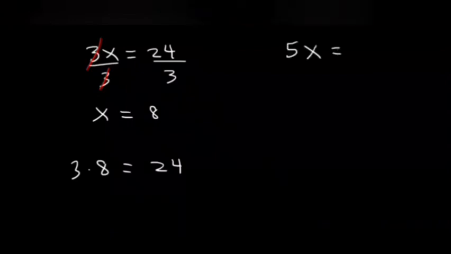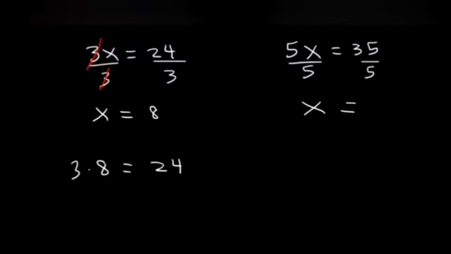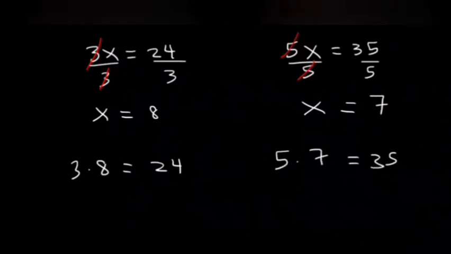Let's take another similar example. 5x equal to 35. As usual, divide both sides by 5. They cancel out. When you do that, our x is equal to 7. We can verify. 5 times 7 is equal to 35. As simple as that. You can see our answers very clearly.